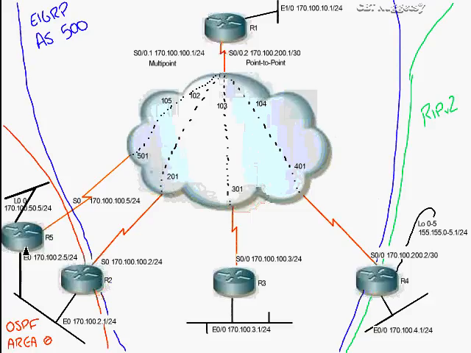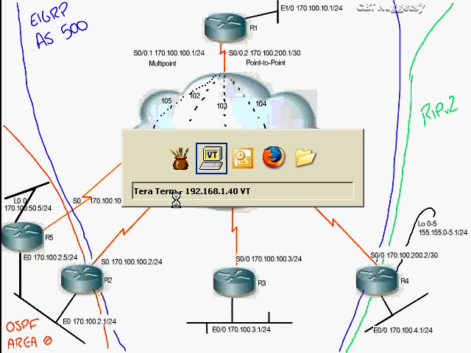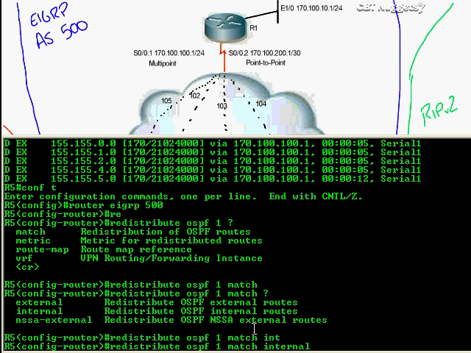I'm saying on router 5, redistribute OSPF into EIGRP, but only match internal routes. Don't match those external routes or else we'll cause a loop. We'll have the EIGRP externals coming right back out to EIGRP. So I'm saying match internal. What's the next step?